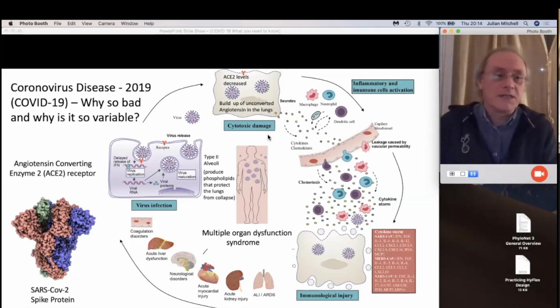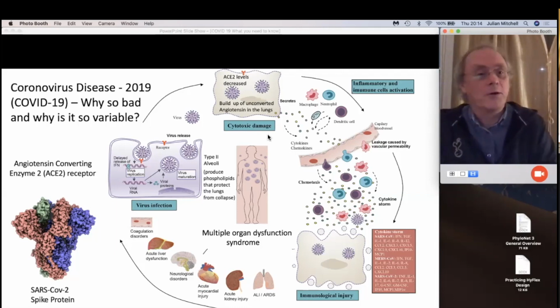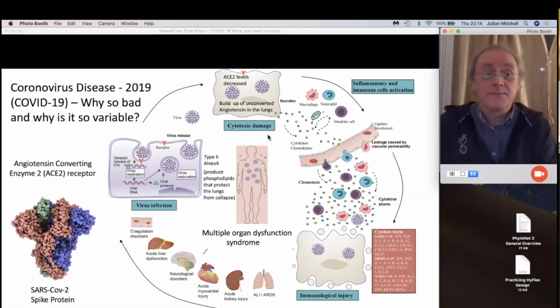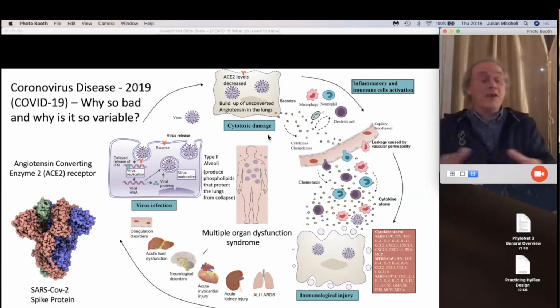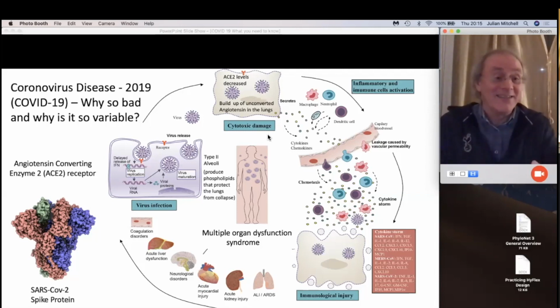And cytotoxic damage releases an immunological response, which is basically producing what's known as cytokines. These are basically interleukins, different types of interleukins that are produced. Now, interleukins, of course, are things that actually act against viruses. So they're doing the right thing. They're trying to produce these interleukins that are going to stimulate the immune system to destroy the viruses.